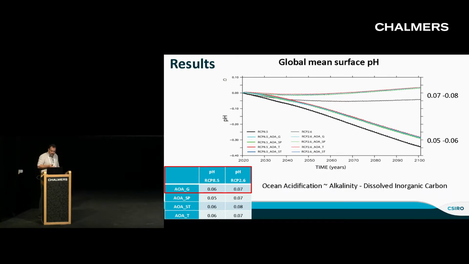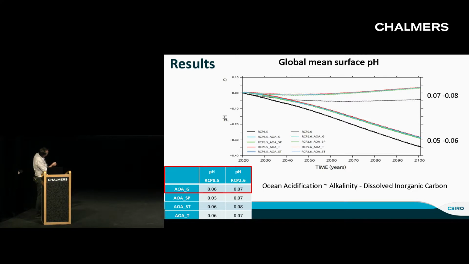Okay, so now I'm going to go towards looking a little bit at the ocean acidification changes. What you can see here are the changes of the surface pH, 2020 to 2100. In RCP 2.6, we see a decrease from the present day going down, and again in 8.5, very, very large changes.